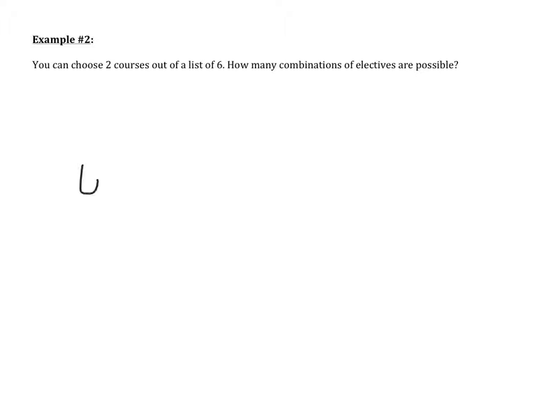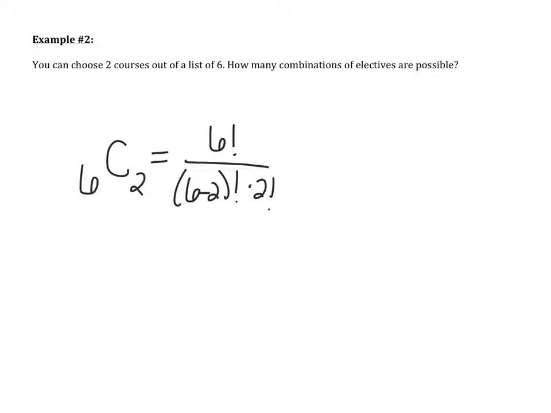We have 6 possibilities, and we're taking 2 at a time, so 6C2. According to the formula, you take the first number, so 6 factorial, over, subtract the 2 numbers, so 6 minus 2 factorial, times the last number factorial.